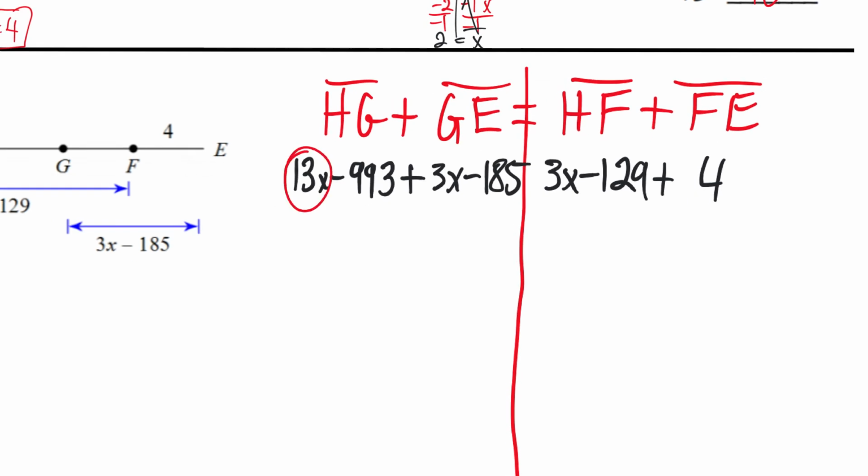Let's combine like terms. 13x and 3x makes 16x. Negative 993 and negative 185, I'm going to type that in my calculator. Negative 993 minus 185 gives negative 1178. Over here, there's just a 3x, no x's to combine. And negative 129 plus 4 is negative 125.